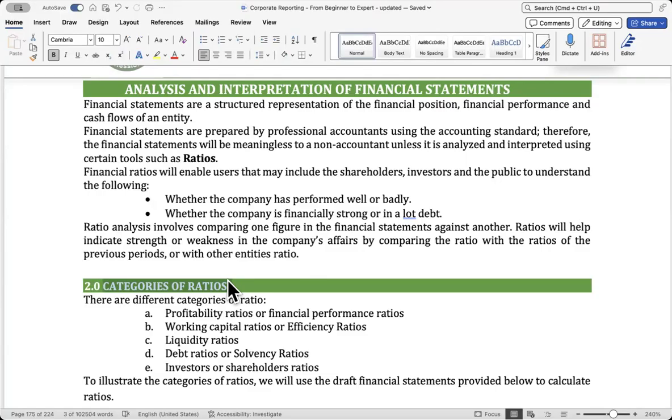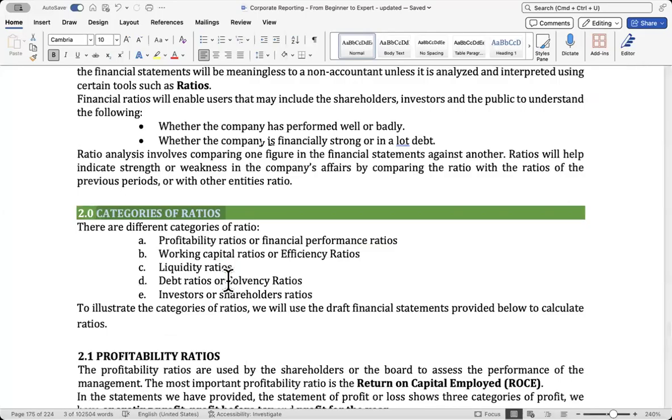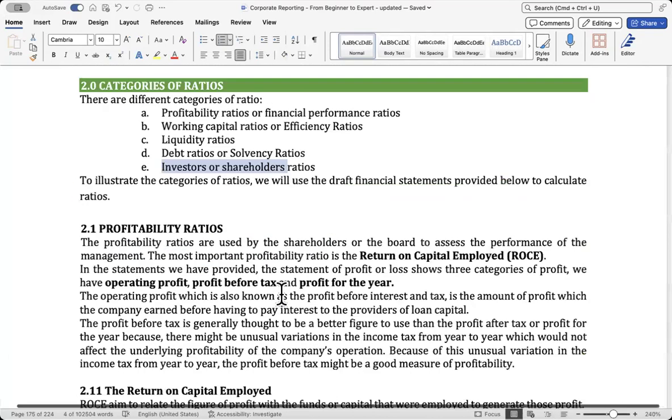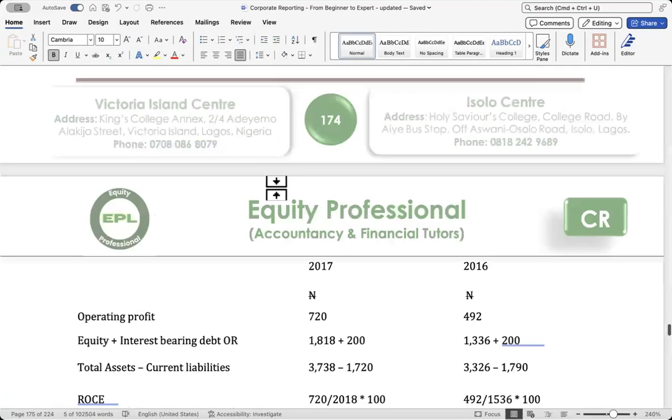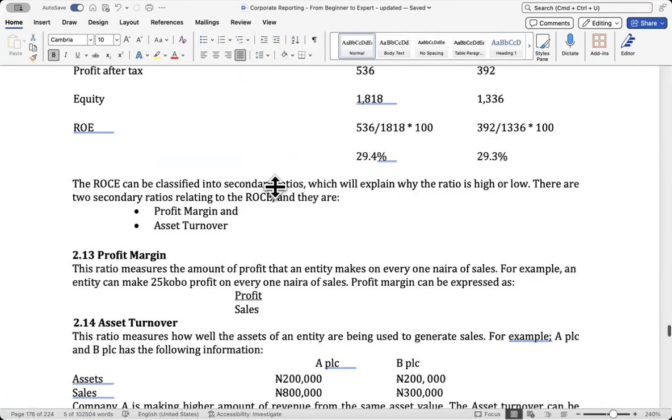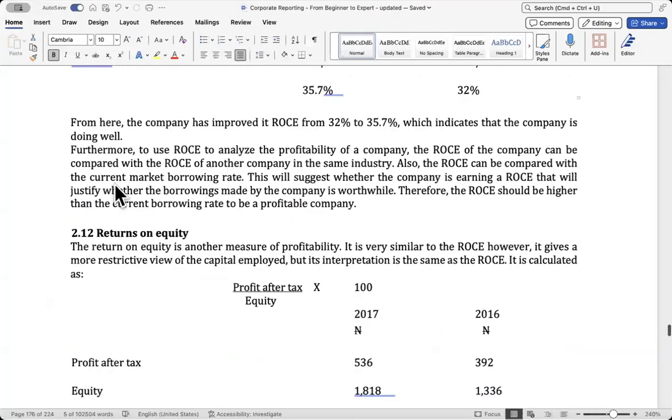When we compare similar figures, we will be able to identify and have an indication of the strengths and weaknesses of these companies. There are 5 categories of ratios which I believe you are all exposed to: profitability ratios, efficiency ratios, liquidity ratios, debt or solvency ratios, and investors ratios. For the profitability ratios, the popular ones are the return on capital employed, the return on equity, the gross profit margin, and the asset turnover.